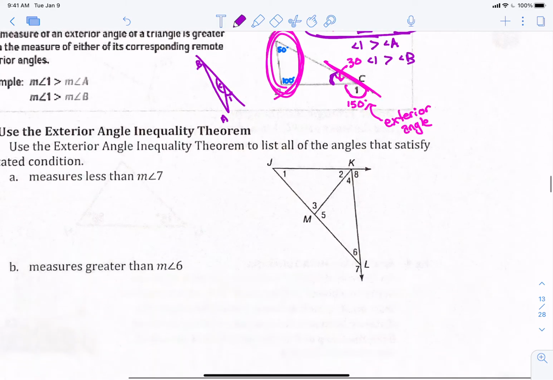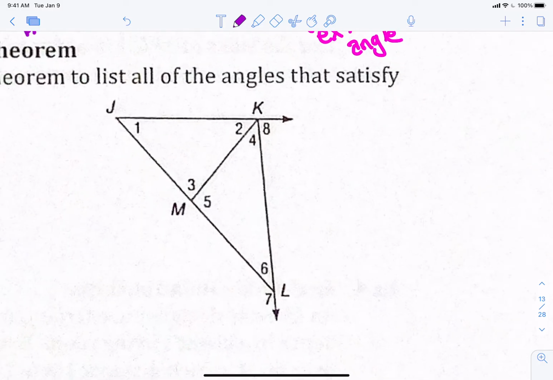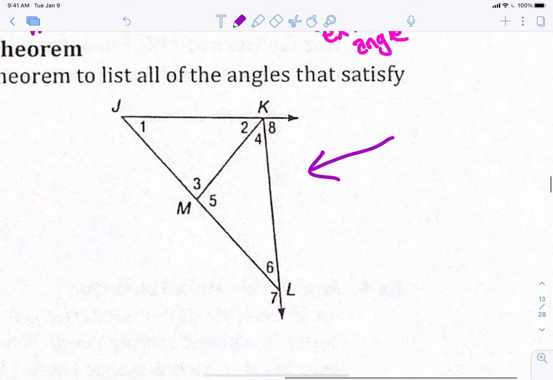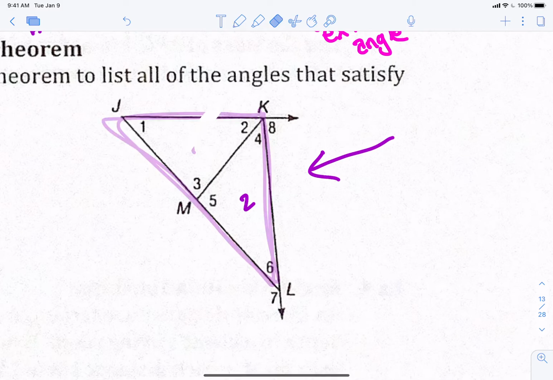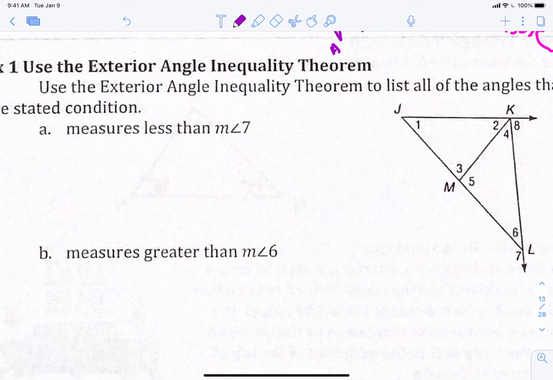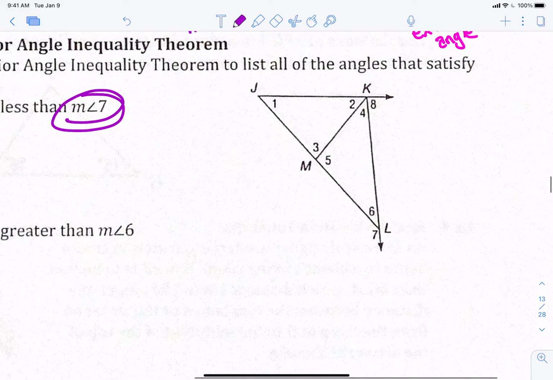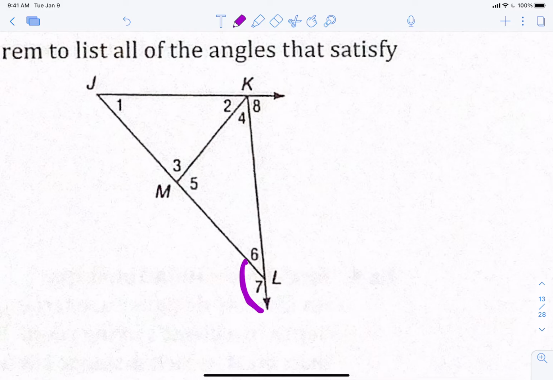Okay, so let's go down to this figure. We have this triangle, and there's a bunch of triangles going on here. How many triangles do we have in this figure? Technically, we have 3. Do you see the 3? Because it's all one. We have 1, 2, and 3, the overall one. So the first thing that we need to identify is what the exterior angles are. We're really looking at measures that are less than angle 7, so we're really concerned with angle 7. If we're looking at angle 7, which of the 3 triangles am I looking at?